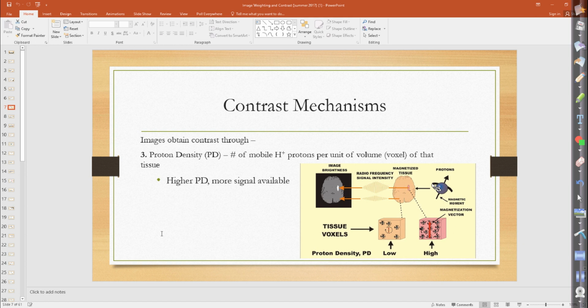But then our third way we obtain contrast is through proton density. And once again, that's also called spin density, and that's really just the number of hydrogen protons per unit volume, and that is a voxel of that tissue. So we have a good image here that shows you the difference between a low and high proton density area, and then how they would look on the image. So the low area would have a lower number of hydrogen spins in that voxel, so it wouldn't create a higher signal intensity. But if we had a high number of hydrogen spins within that voxel, it does create a high signal intensity on our MR image.